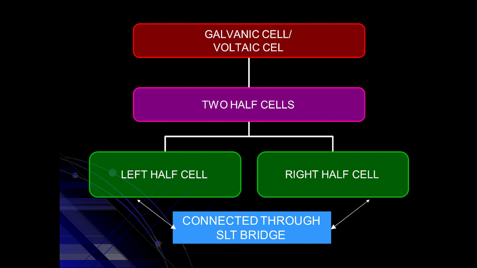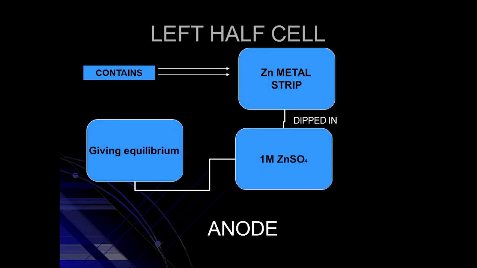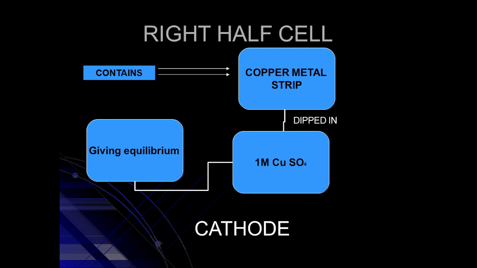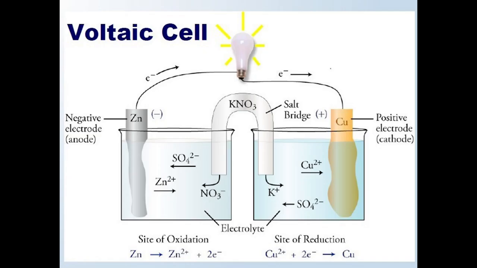Let us see what is a left half cell. Left half cell consists of zinc metal strips dipped in 1 molar ZnSO4 solution. It is an anode. Another one is the right half cell. Right half cell contains copper metal strips, which is dipped in 1 molar CuSO4 solution. It is a cathode. This is the arrangement of the voltaic cell.